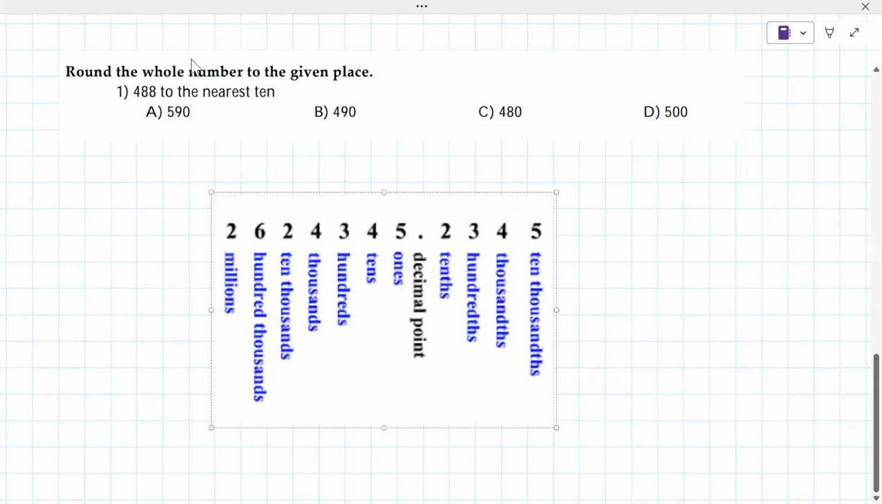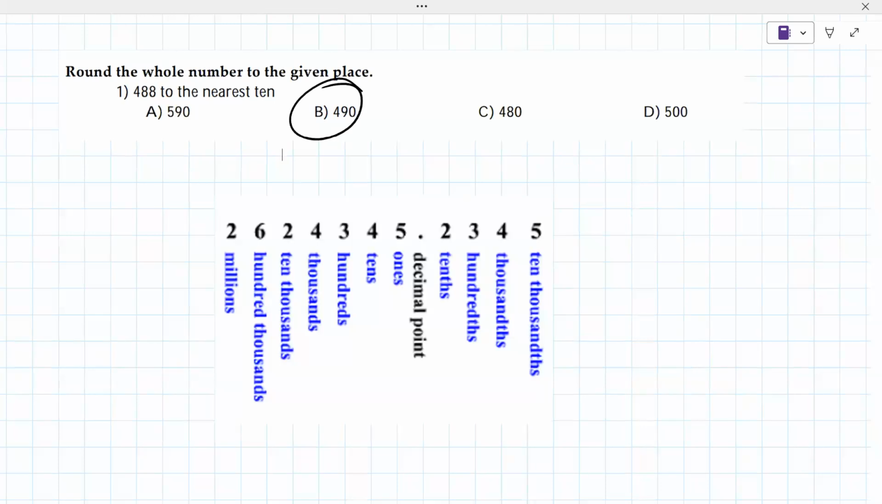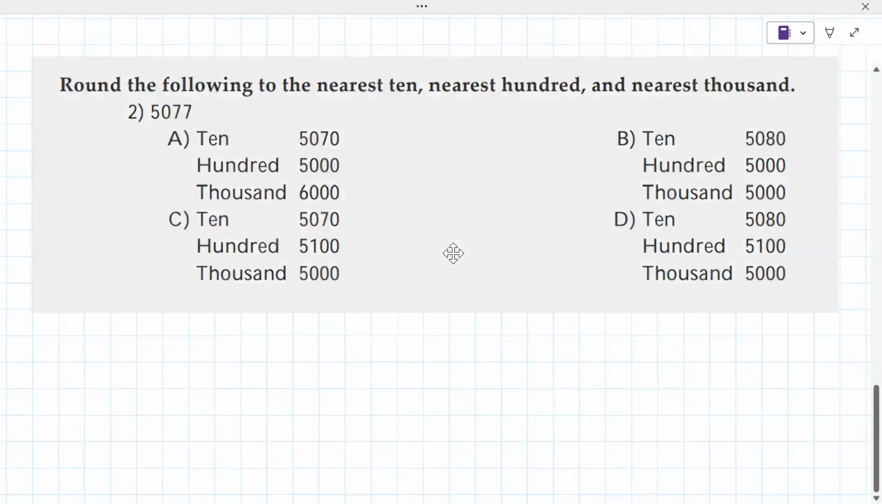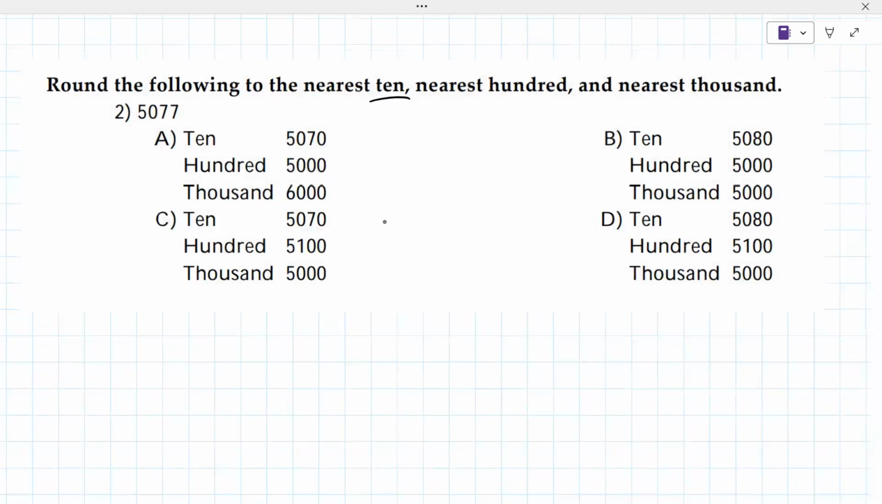Can you give me the correct answer for this one? Yeah, it would be D. Oh wait, no, it would be B. It is B. Good. Right. Here is another one for you to try. 10, 100, and 1,000.